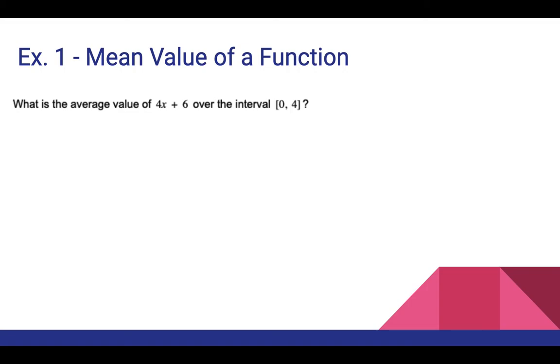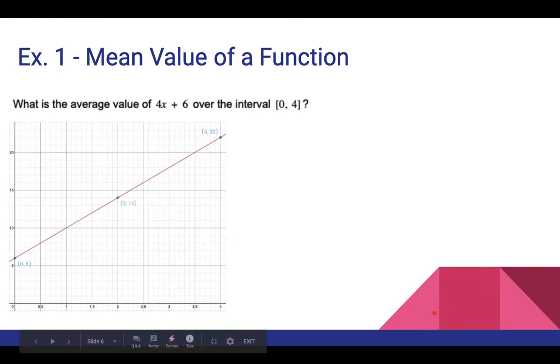What is the average value for 4x plus 6 over the interval x equals 0 to x equals 4? We can take note right here that 4x plus 6 is the equation of a line. At x equals 0, our line is at a y value of 6, and at x equals 4, our line is at a y value of 22. Because this is the equation of a line, we would expect that the average value over this interval would be at the midpoint y value between y equals 6 and y equals 22, which is going to be y equals 14. So we should expect to get an average value of 14 here.